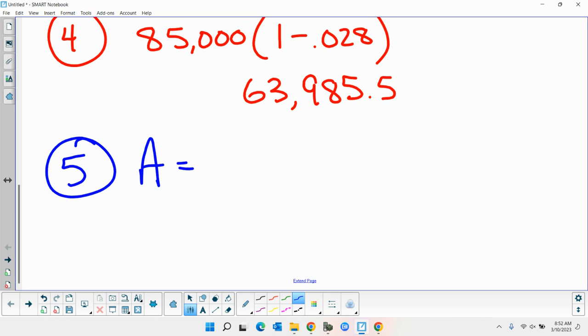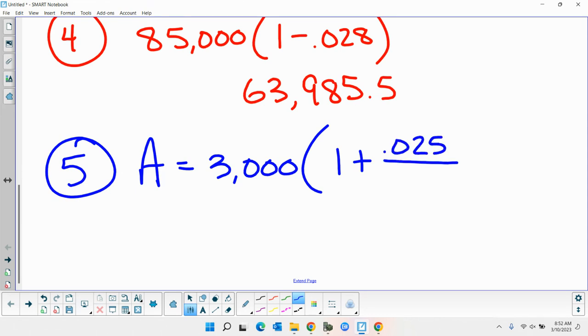Number 5, the principal amount, the P, was $3,000. 1 plus, it was 2.5% interest, so 0.025. Compounded quarterly, that means 4 times a year. So N is 4, and then it's to the N times T, and it said, how much will it be in 2 years? So T is 2, or you can just put to the 8th power.